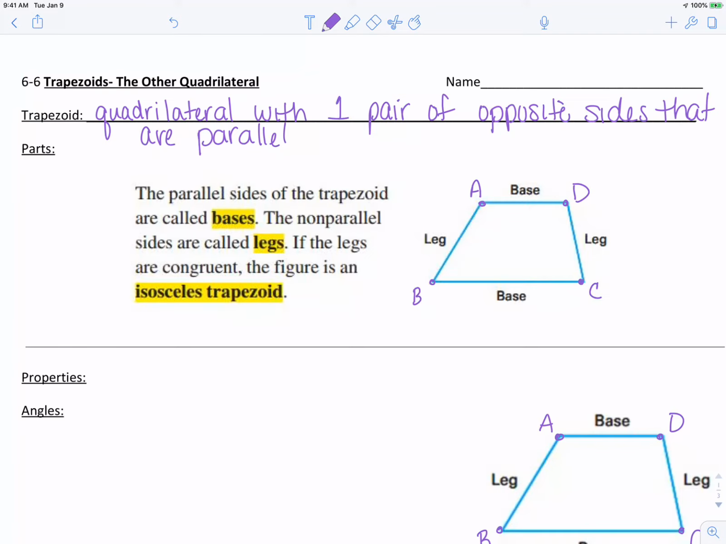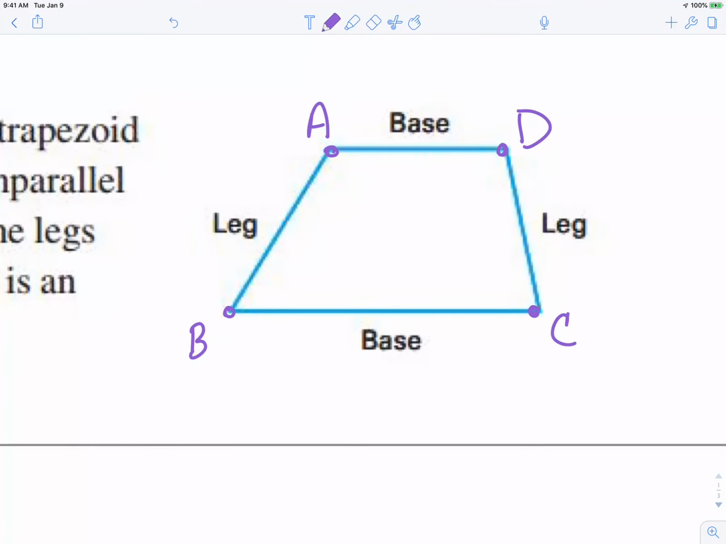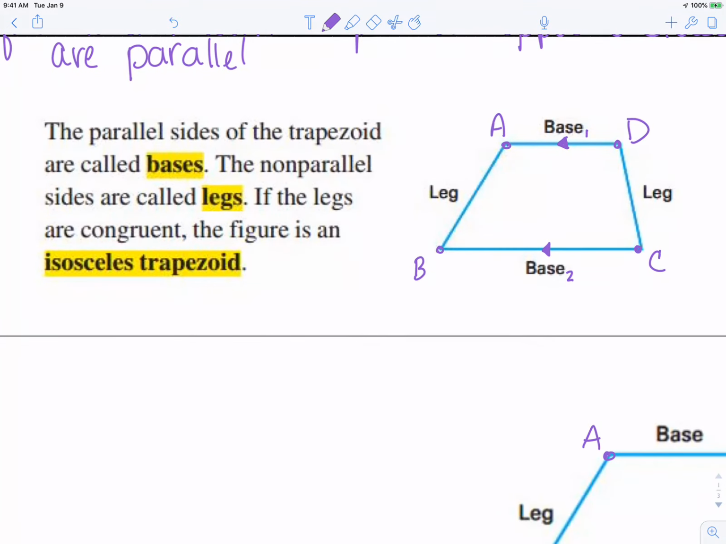The parallel sides of the trapezoid are called the bases. So this could be base 1 and this would be base 2. It doesn't matter which one's base 1 and base 2. Just notice that you have two different size bases. They're parallel to each other, so let me put these little parallel symbols on those two sides so we know that they're parallel. Then we know the non-parallel sides are known as the legs.